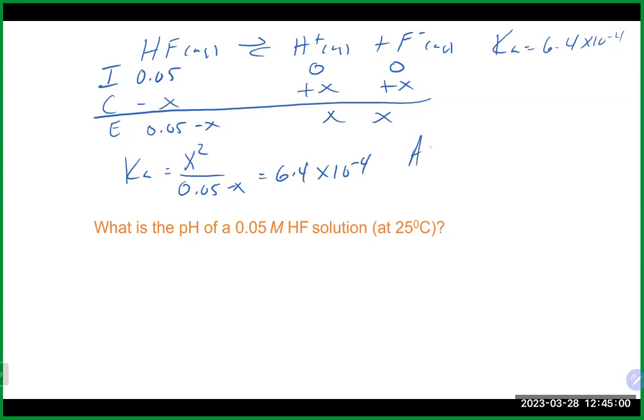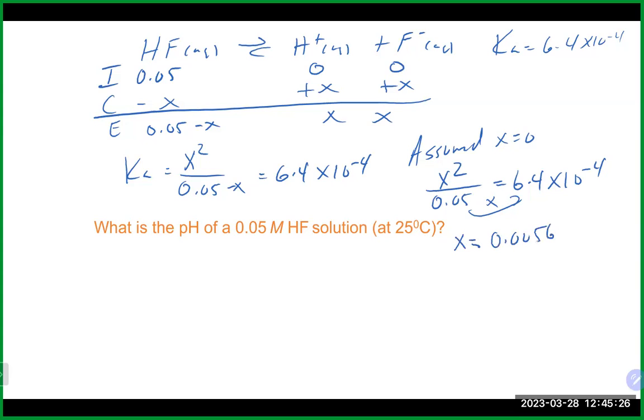Now, if we assumed 0.05 minus X is approximately 0.05, that gives us X squared divided by 0.05 equals 6.4 times 10 to the minus 4. If we multiply 0.05 times 6.4 times 10 to the minus 4 and take the square root of it, that gives us an X value of 0.00565685. Now, if we take this and divide it by 0.05 and multiply by 100, which was our initial concentration here, we actually end up with about 11%, right?